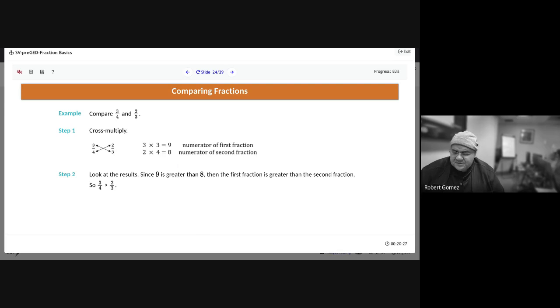So I'm going to take 3 over 4 times 2 over 3. I'm going to cross multiply. So 4 times 2 is 8, and 3 times 3 is 9.